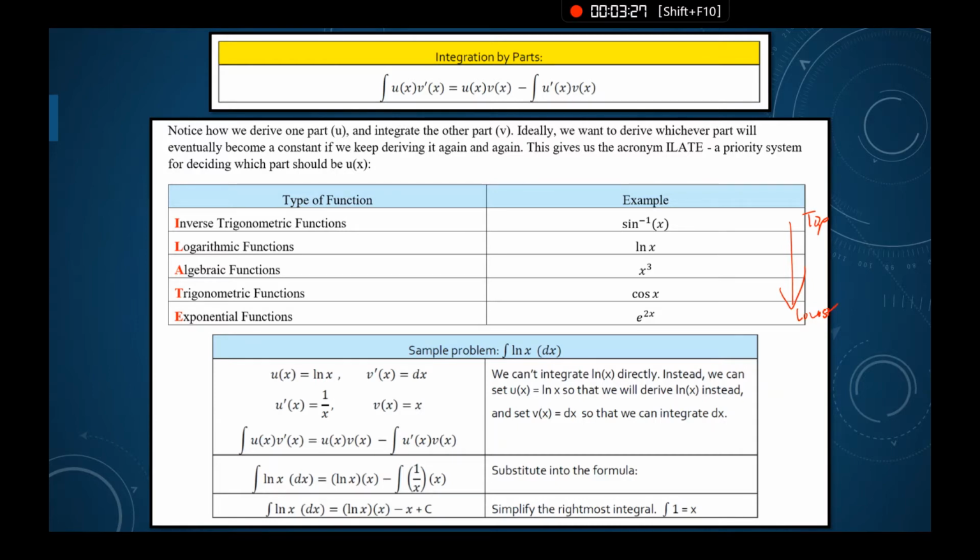So for instance, if I wanted to integrate the natural log of x in terms of x, since I can't integrate ln x directly, I can set ln x equal to my u. That means u prime would be 1 over x, and then my v prime would be dx. So the integral of v prime would be v, which is x. And then we can substitute into our formula. So the integral of uv prime is equal to uv, so that's x ln x, minus the integral of u prime v. So that's 1 over x times x, which is 1. And the integral of 1 in terms of x would be x, which leaves us with our integral. Any questions on what we did here?